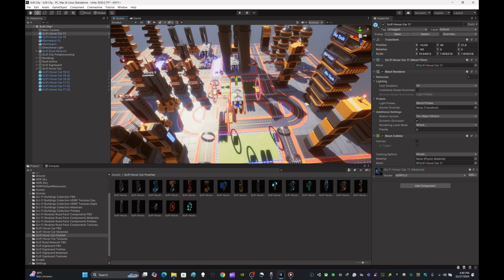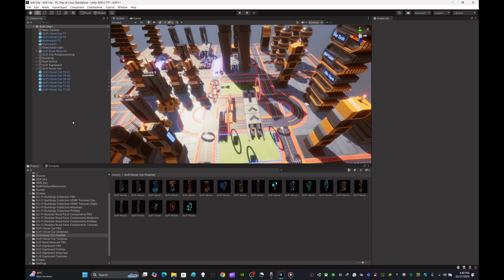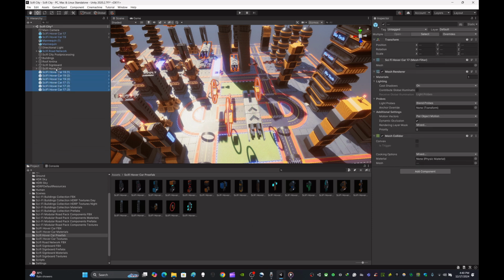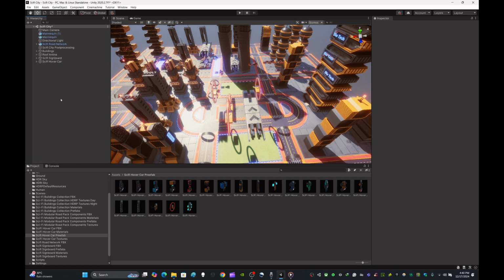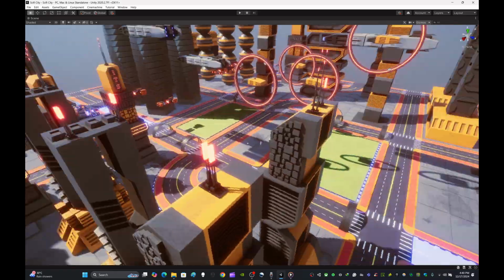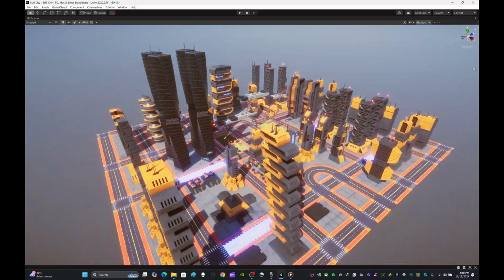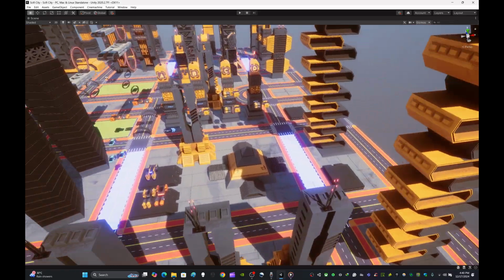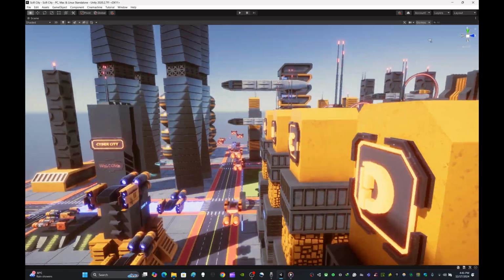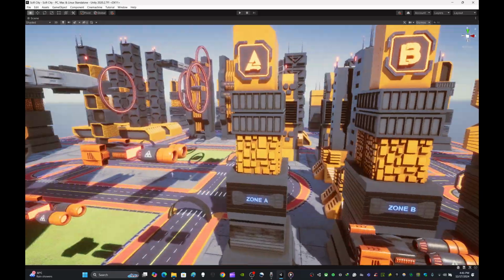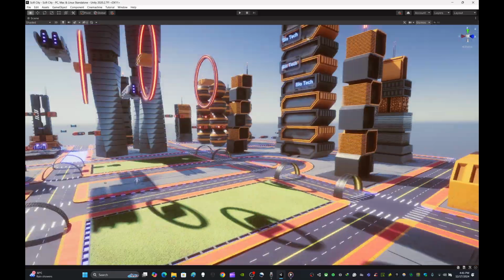So the engine part. I just used three of my asset packs for this one. One is Sci-Fi City Building Pack, one is Sci-Fi Road Pack, and one is the vehicle pack. I mean the hover car, and oh sorry, four packs, and one is Sci-Fi Signboard.